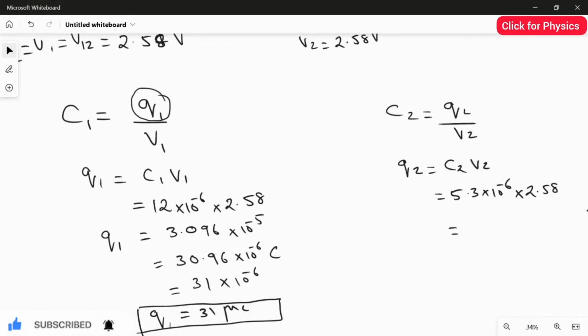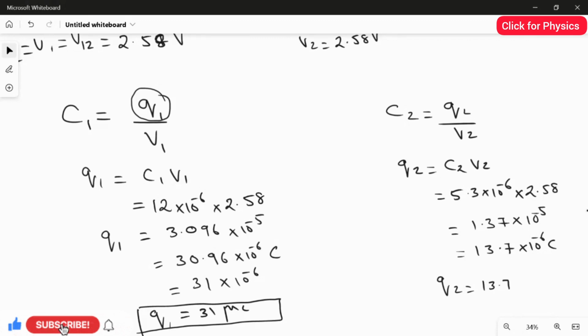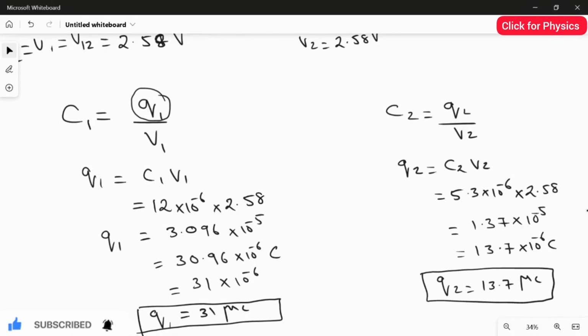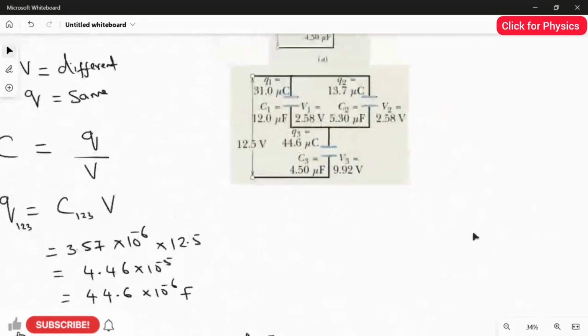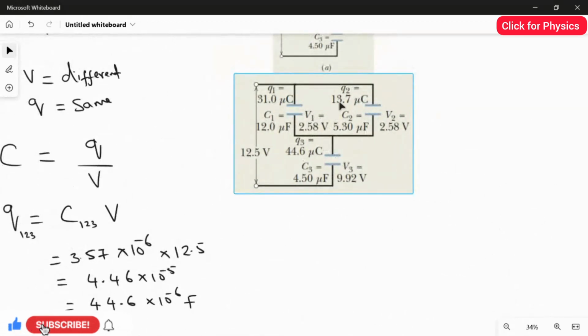Here I got the answer as 1.37 times 10 to the power minus 5. Again I will round the number in terms of micro. So I can write 13.7 times 10 to the power minus 6 coulomb. So Q2 is equal to 13.7 microcoulomb. Again, we have to check the answer. Q2 here we got 13.7. Let's check our answer with the circuit, because in the circuit they claim 13.7. Perfect, our answer exactly matched.